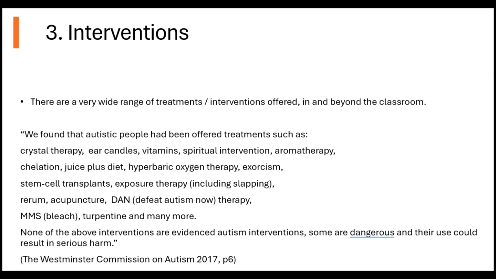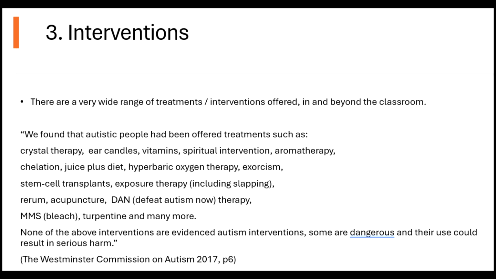Autistic people and families, often parents, have been offered treatments such as crystal therapy. Does anyone know what that is? Dangle crystals. Ear candles. So ear candles, whatever they are. Vitamins. Okay, that one's relatively, we all know what vitamins are. Spiritual intervention. We then have exorcism later, so it's theoretically a version of the same thing. Aromatherapy. Chelation, kind of bloodletting, as I recall. Juice plus diet. Hyperbaric oxygen therapy. That at least sounds scientific, doesn't it?